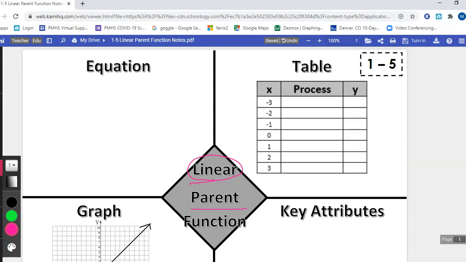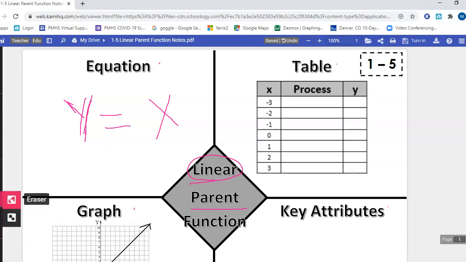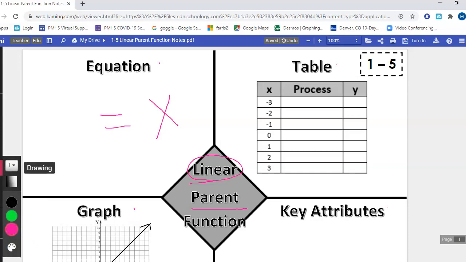In each of our parent functions, we're going to learn how to graph, we're going to learn how to make the equation and the table and the key attributes. The equation for the linear parent function is very simple. Y equals X. My Y was ugly looking. Y equals X. It's not much better.